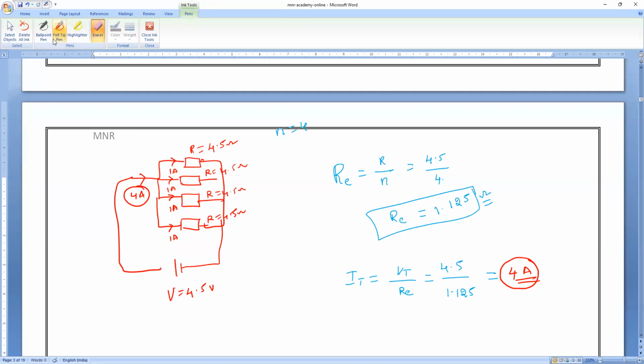So in parallel connection, as the number of resistors increases, effective resistance decreases, the total current increases, but the current through the identical resistors remains constant. So their brightness also remains constant. Anybody having any doubt in this concept, please let me know. I hope you all understand. Everybody clear?